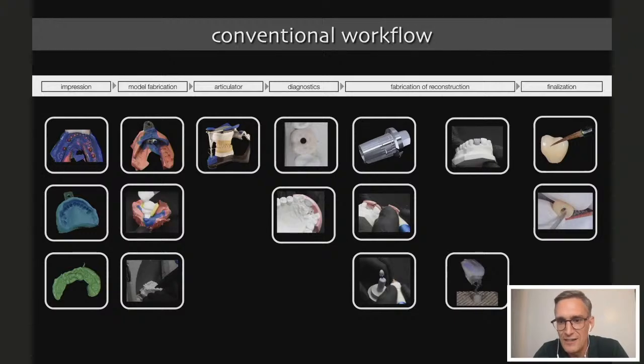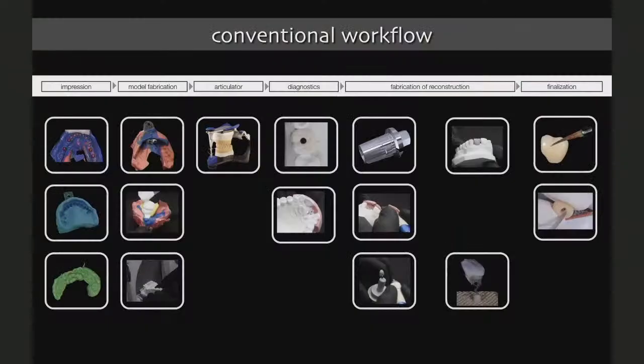And then in a conventional workflow, the crown is fabricated by means of waxing and by the so-called lost wax technique. And at the end, the technician can add some veneering. He could also do a monolithic crown. So monolithic design is also not limited to the digital workflow. But at the end, he puts everything together, and then he can hopefully deliver a crown to the dentist, and he can then deliver it to the patient.